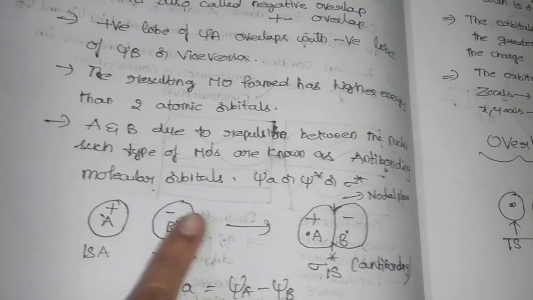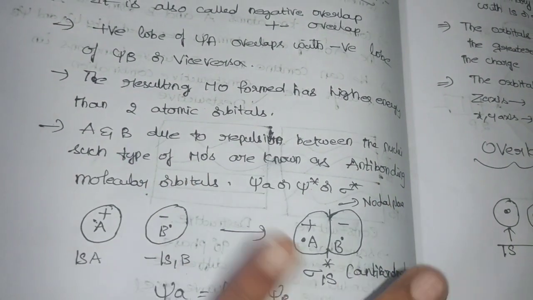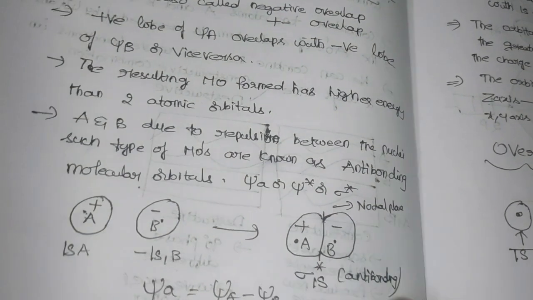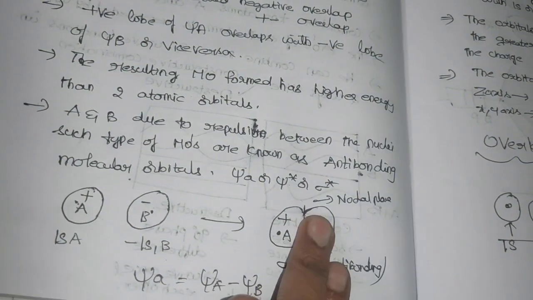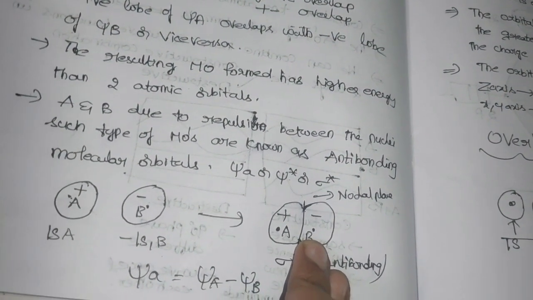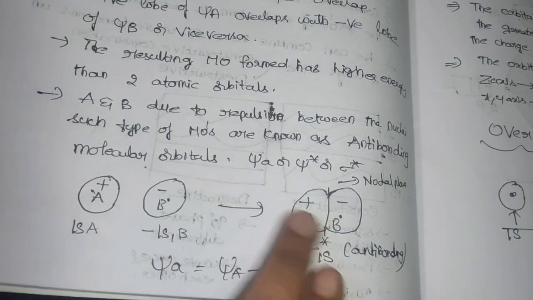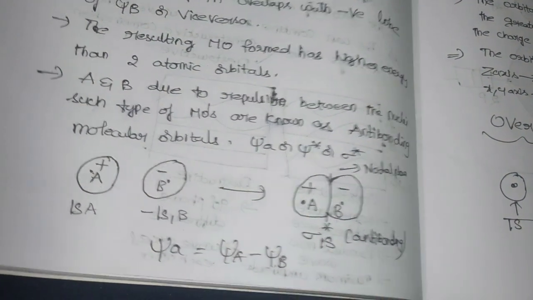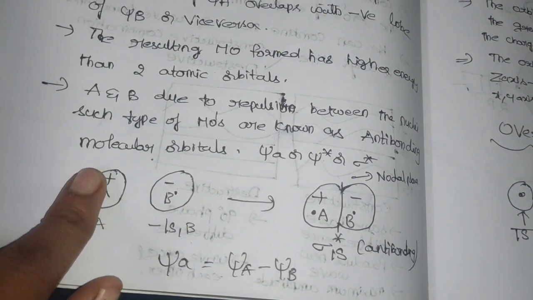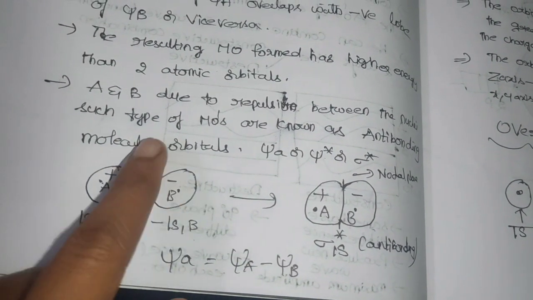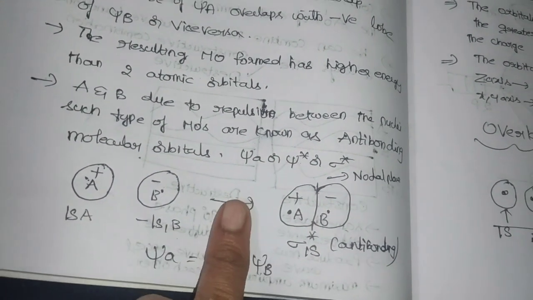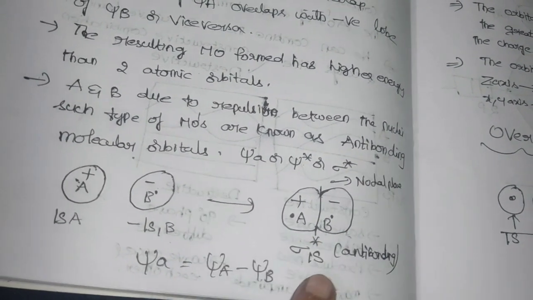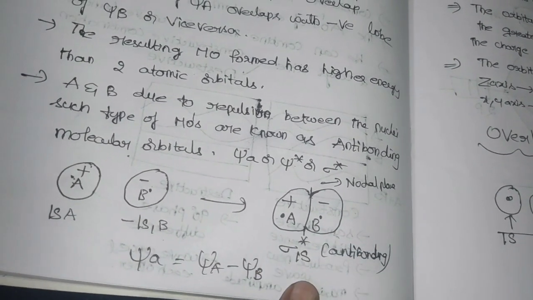Let's take A and B. Because they have opposite charges, due to the repulsion between these nuclei, such types of molecular orbitals are called anti-bonding molecular orbitals. Because of opposite signs, they will have repulsion, so they will form anti-bonding molecular orbitals. So one 1s with a positive lobe and another with a negative lobe combine together to form sigma star, which we keep to show the anti-bonding orbital.